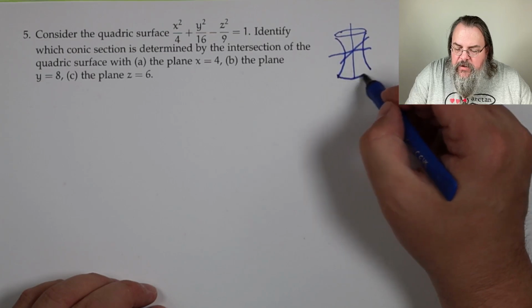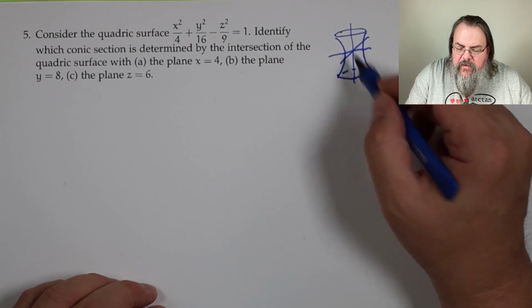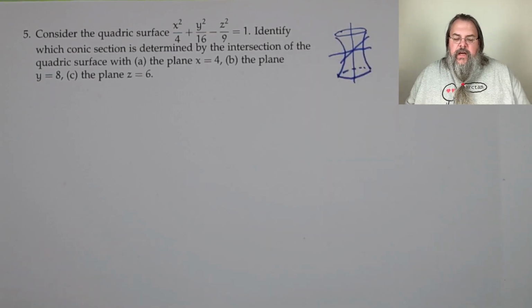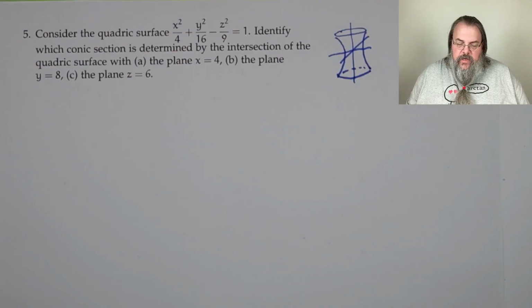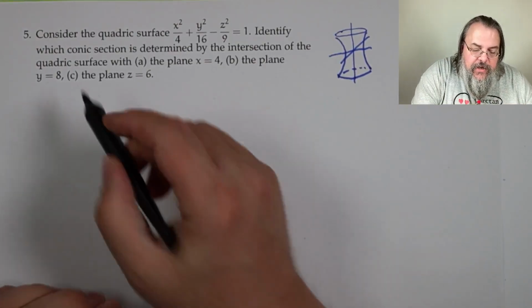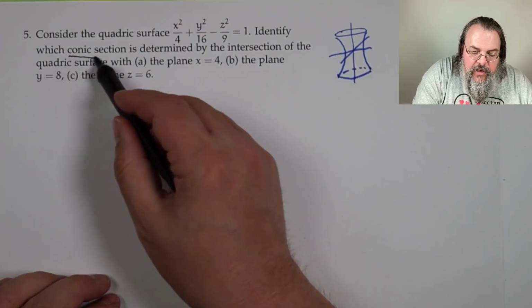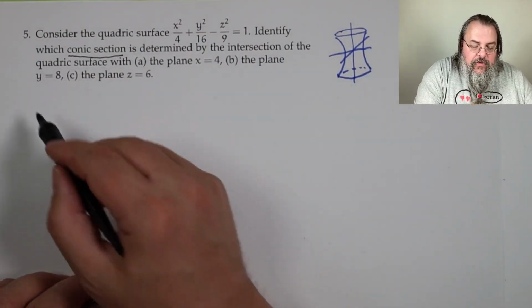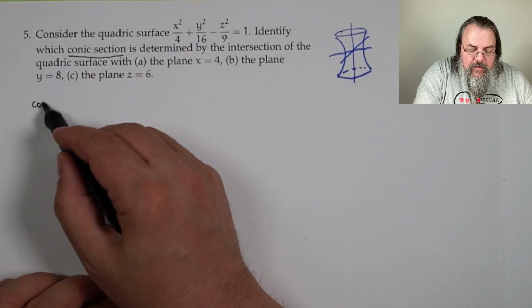But maybe we don't know that. So let's pretend we didn't know this is the shape. And what are we after? We're saying, what are the conic sections that we're going to see? Before we figure things out, let's remind ourselves what the conic sections look like. There's a couple of cases.